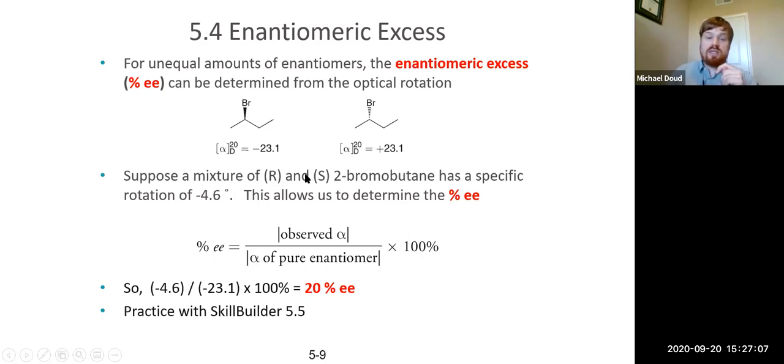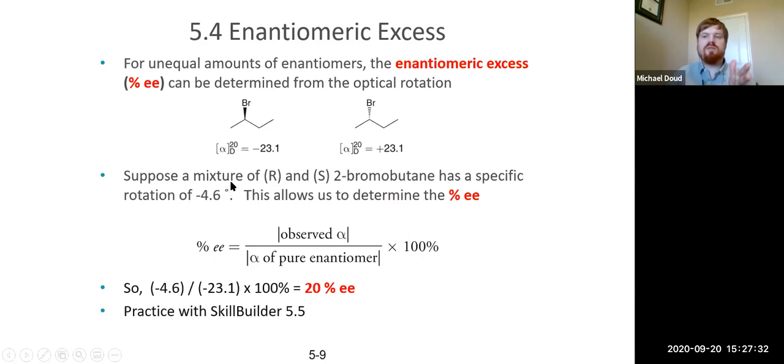Now, we see here that we've got R and S. R is the negative 23.1, and the S is the positive 23.1. Now, if we have a specific rotation of negative 4.6 degrees in our sample, which is a mixture of the two, which one are you going to have more of? Which one do you have more of?